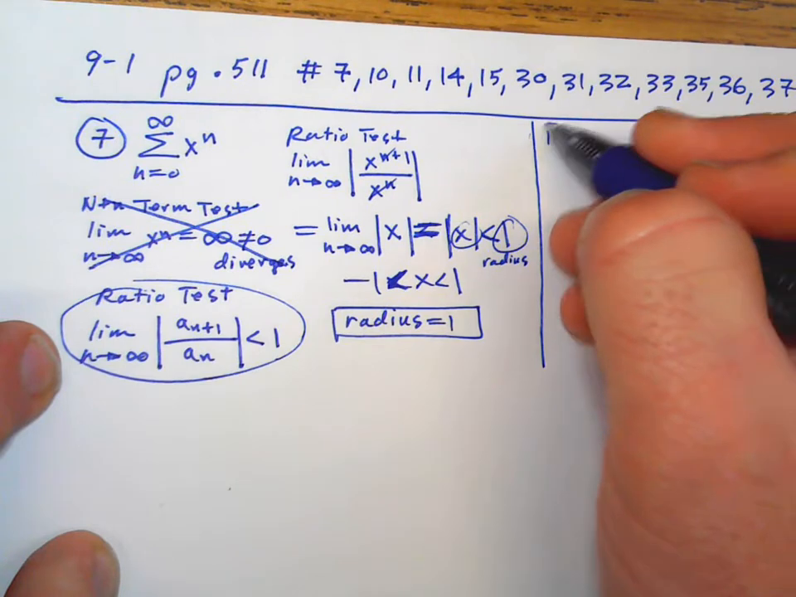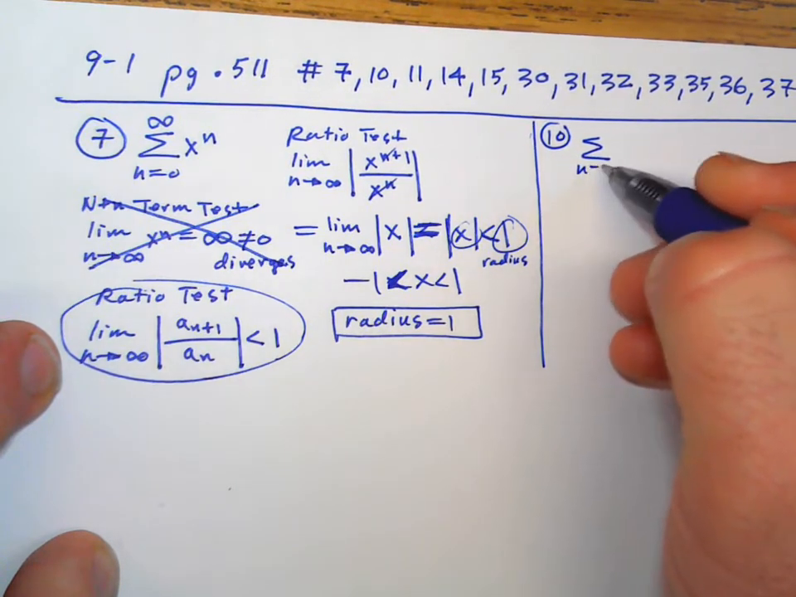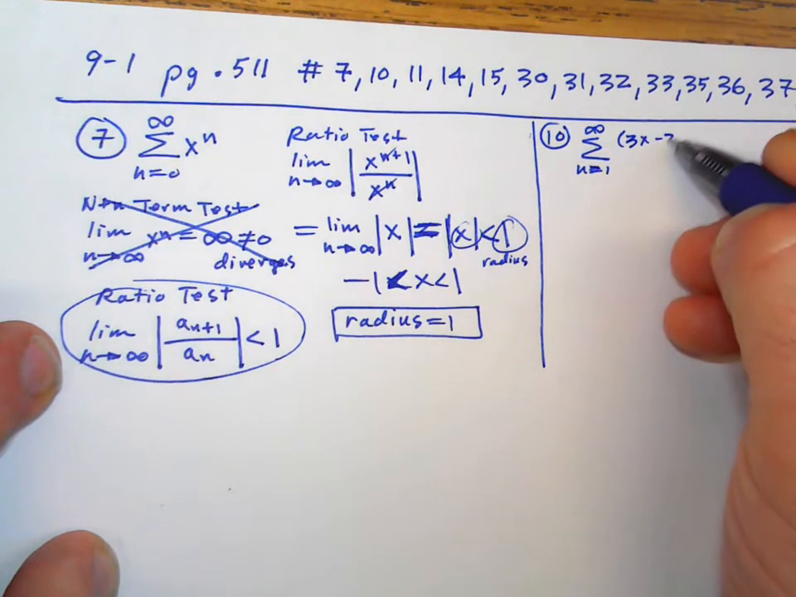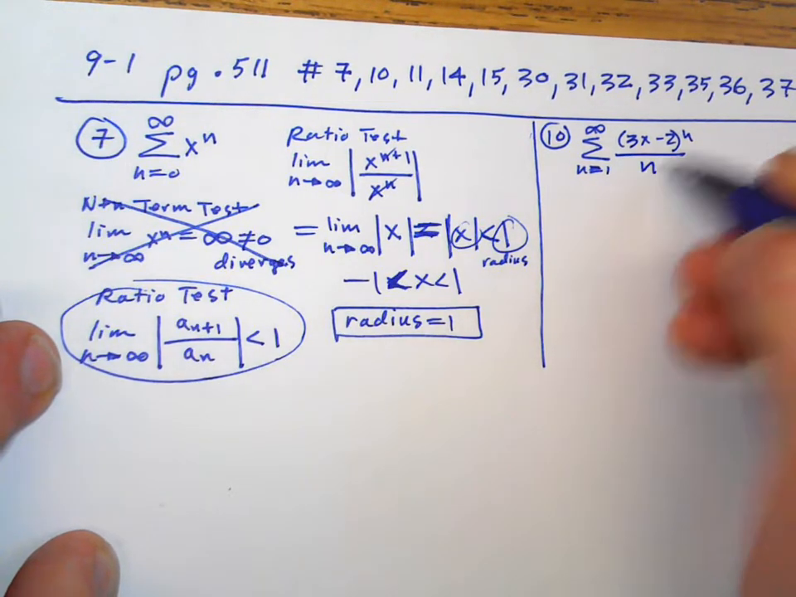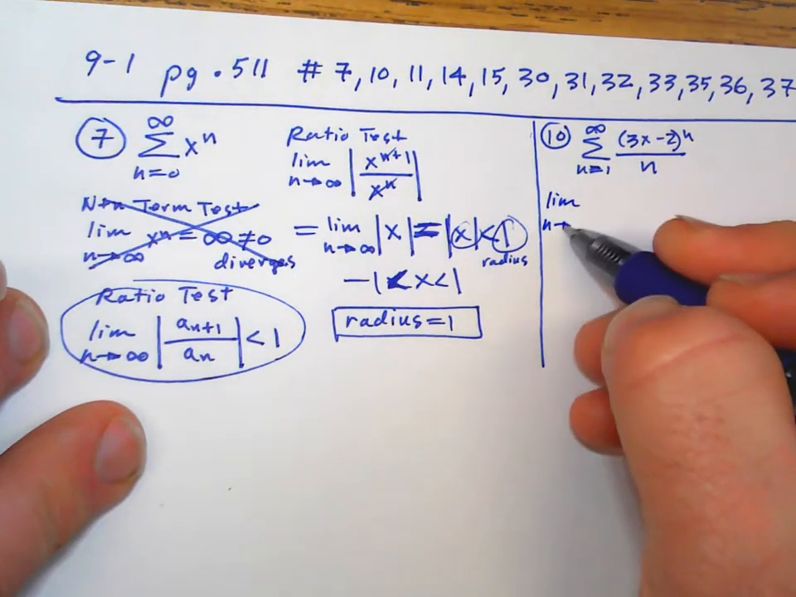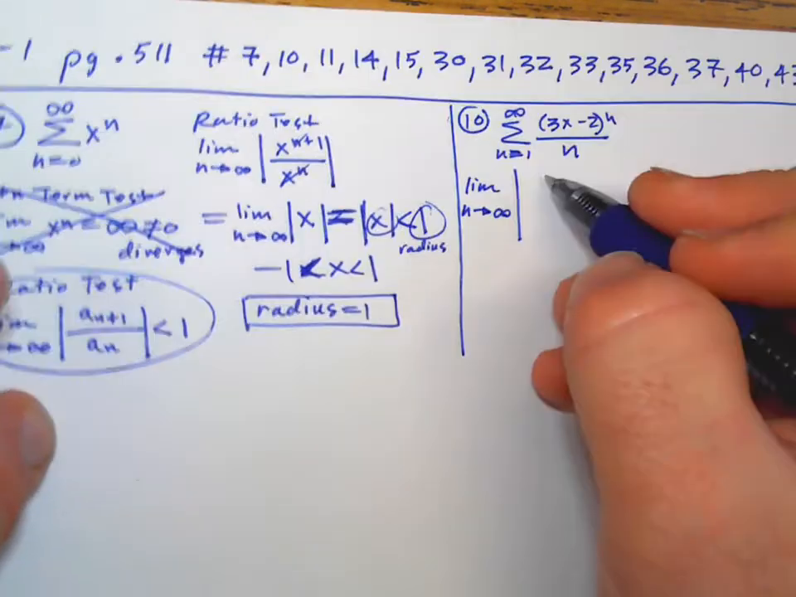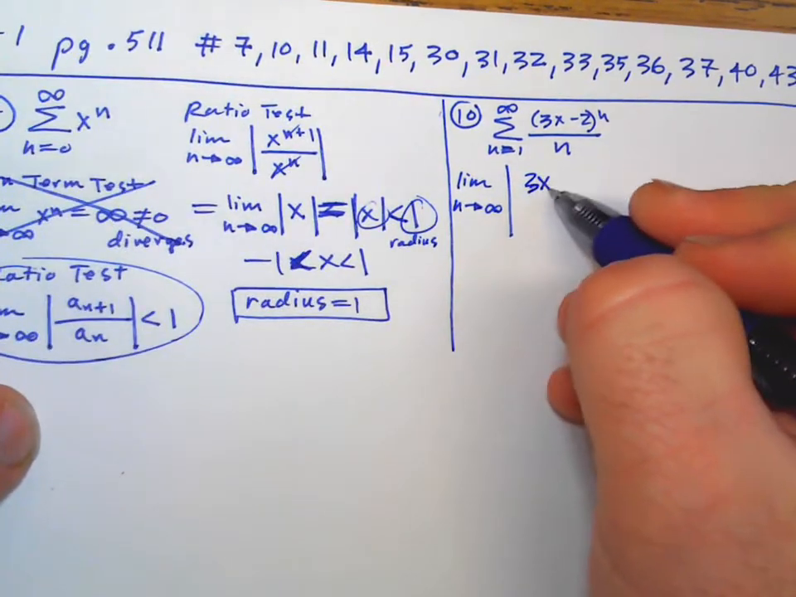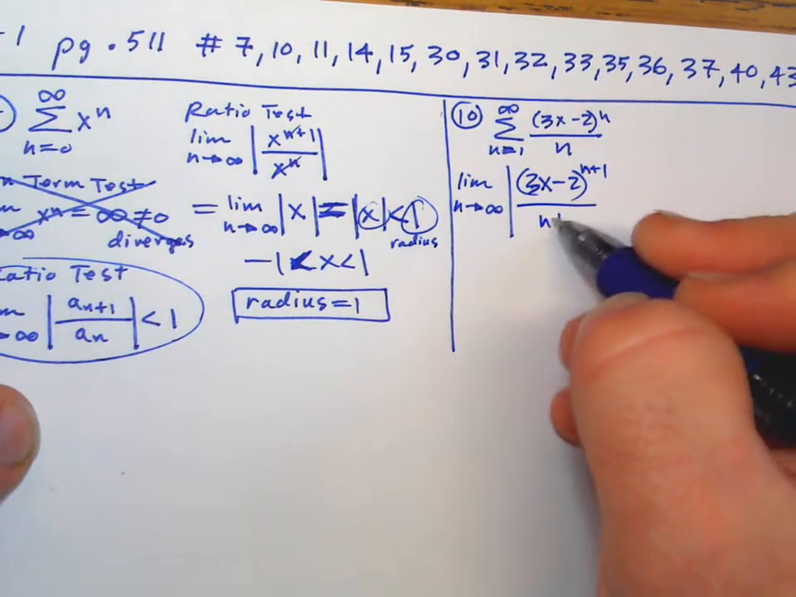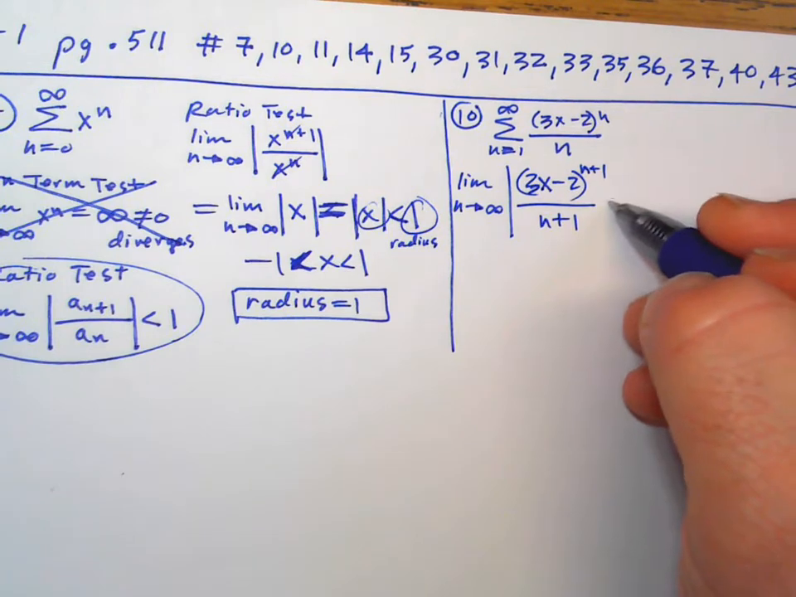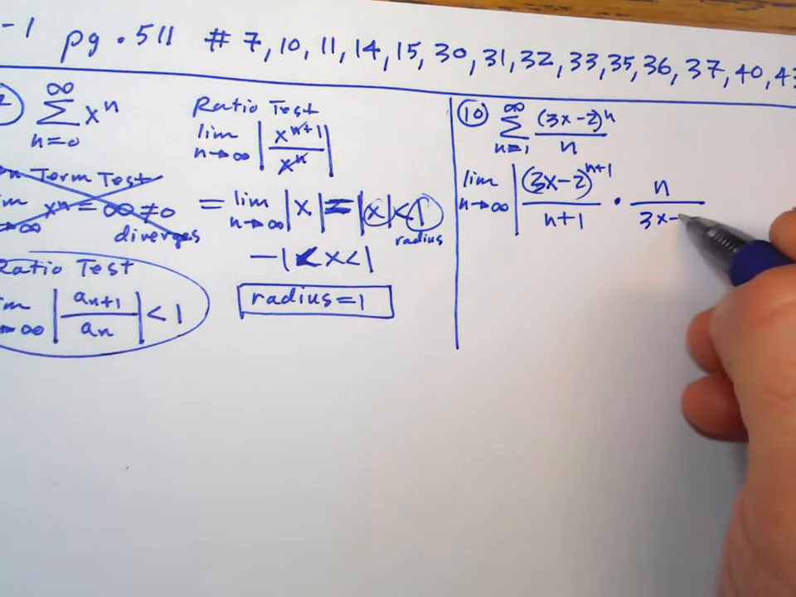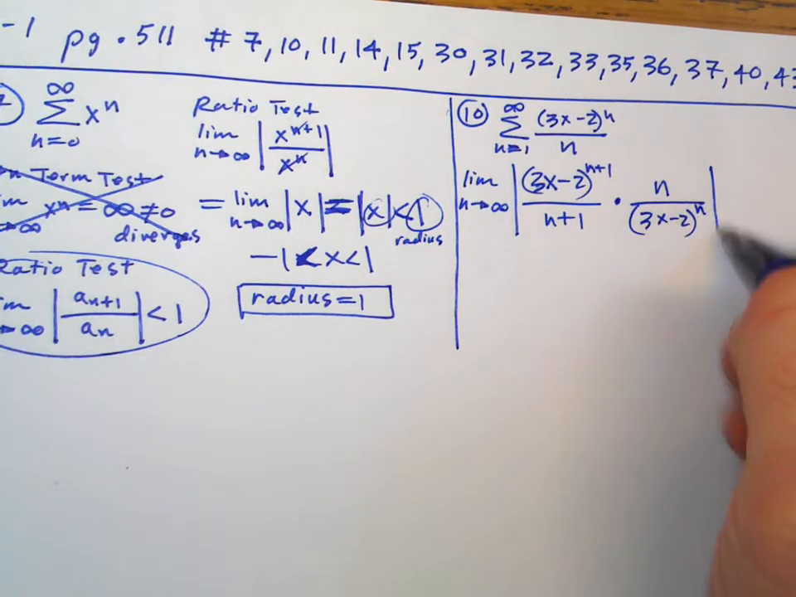Okay, 10. So the ratio test is more for series with x's. We're going to take the limit as n goes to infinity of the absolute value of the n plus 1 term. So 3x minus 2 to the n plus 1 over n plus 1. That's the n plus 1 term. And then we divide by the nth term, which is exactly what you see there, or multiply by its reciprocal, which you're going to want to do eventually. So you might as well just set it up like that right away.